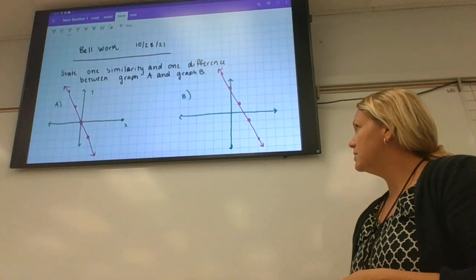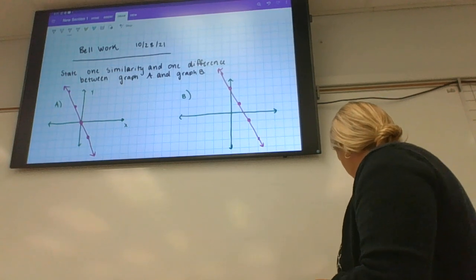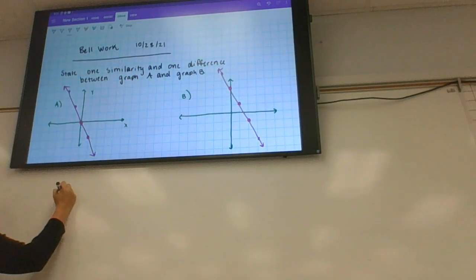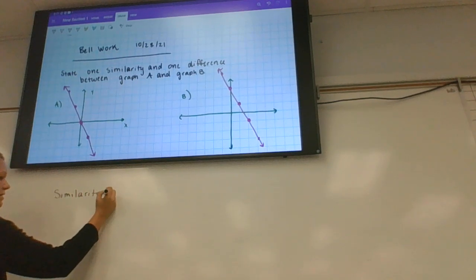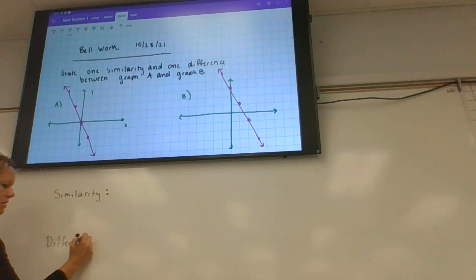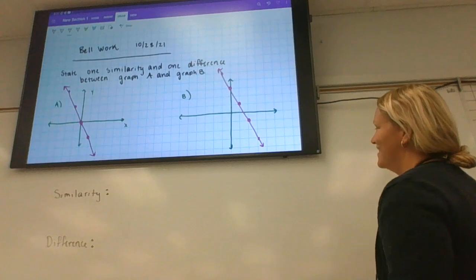We're going to see one similarity and one difference between graph A and graph B. Similarity and difference. Okay, so what do they have in common? Jake?